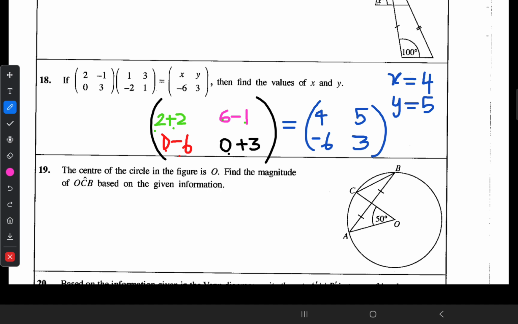And 19th question. The center of the circle in the figure is O. Find the magnitude of OCB. This one. Let's find. Here there are two theorems we need to apply. The first theorem would be, this is a chord, no? Look at this. Chord. When you draw the radii towards the chord, if the chord is bisected by that particular radii, these two are in perpendicular relationship.